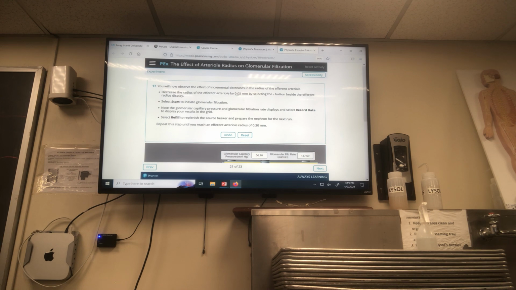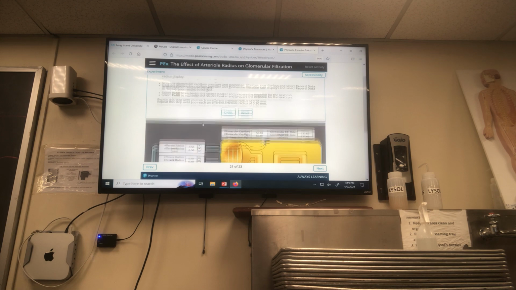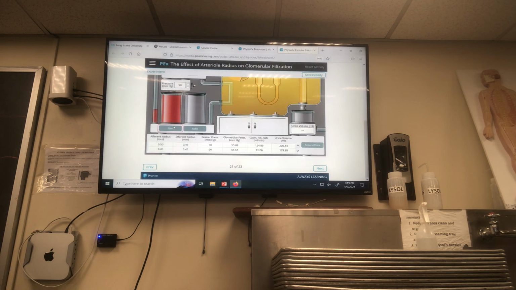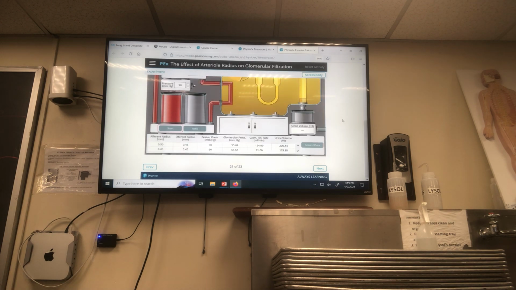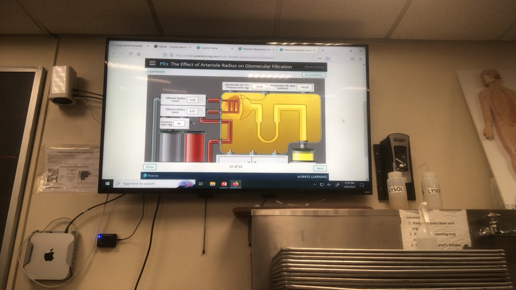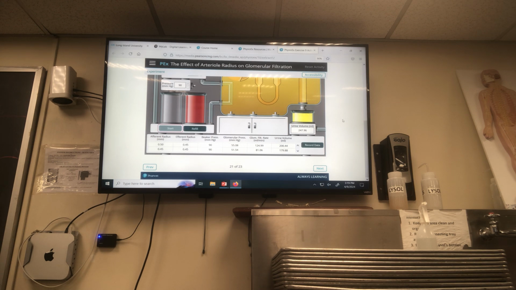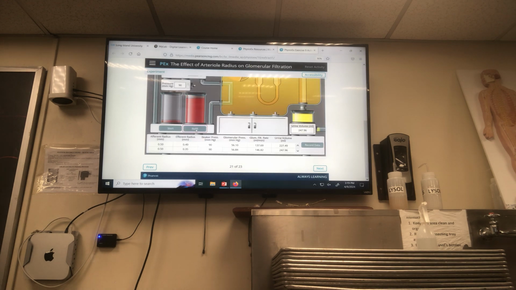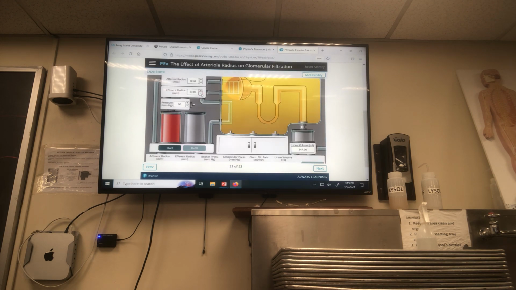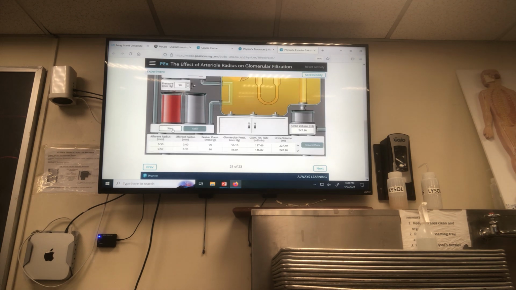Let's now drop it down by 0.05 until we reach 0.30. So let's do one more, 0.35. Click on start. Then record data. Then let's do the last one. Click on refill. 0.30. And then let's click on start.